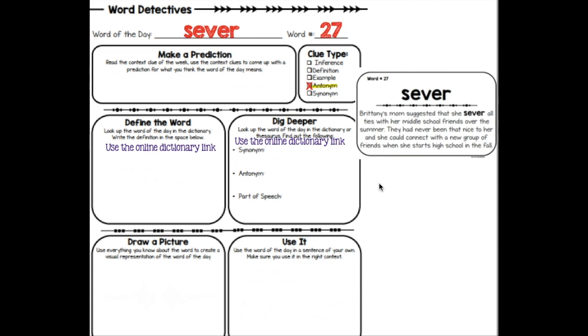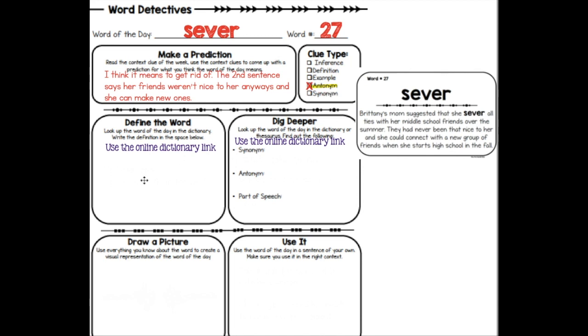So now I need to make a prediction. I'm going to read the context clue and use it to come up with a prediction for what I think the word means. I think it means to get rid of. The second sentence says her friends weren't nice to her anyways, and she can make new ones. So that made me think that she's getting rid of her friends and trying to find new friends. I said that this was an antonym because she's doing the opposite. The clue type you can fill out on any day of the week if you're doing the word of the week. The next thing you're going to do is define the word.